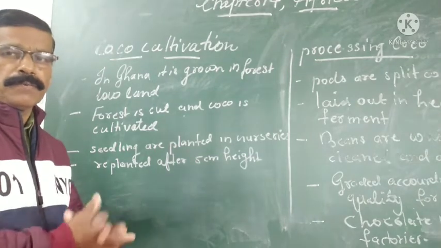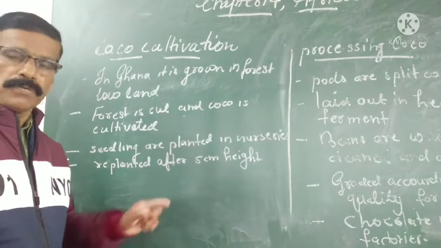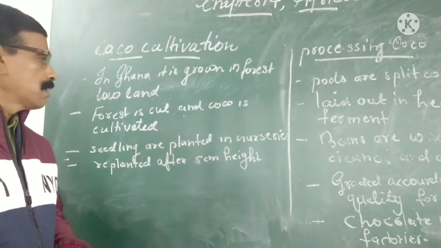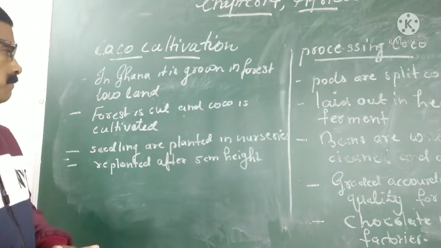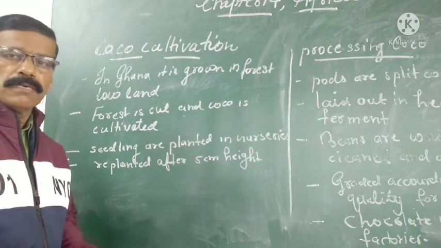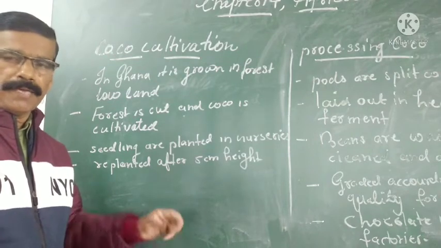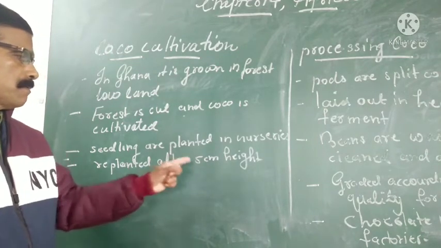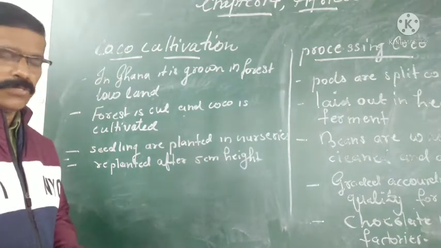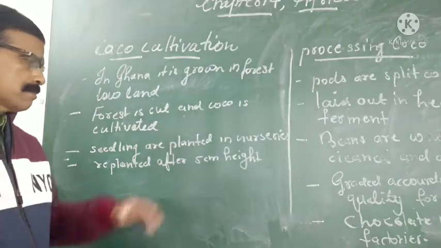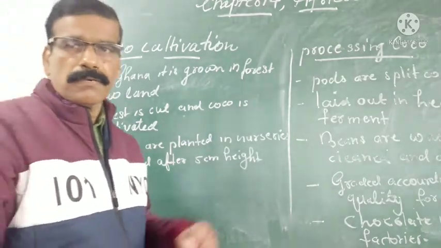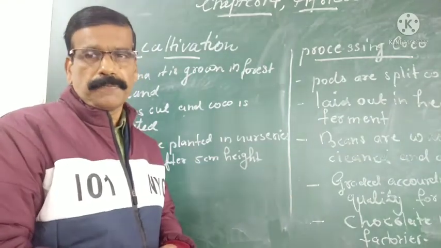The cultivation method is that first of all the forest vegetation is cut and the cocoa is cultivated there. Before the cultivation, the seedlings are planted in nurseries, and when the plant becomes 5 centimeters in height, these are replaced in groves. Like this, it is grown in nurseries and then shifted to a place.